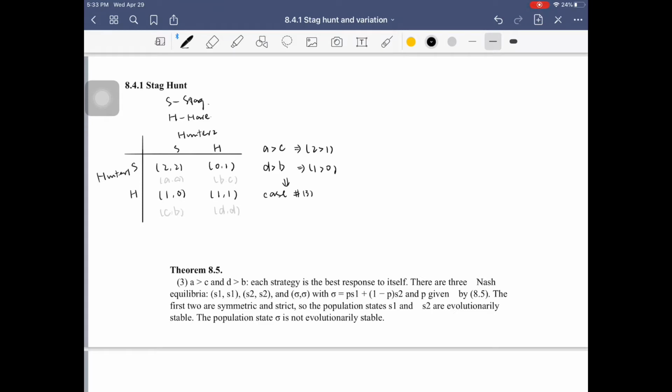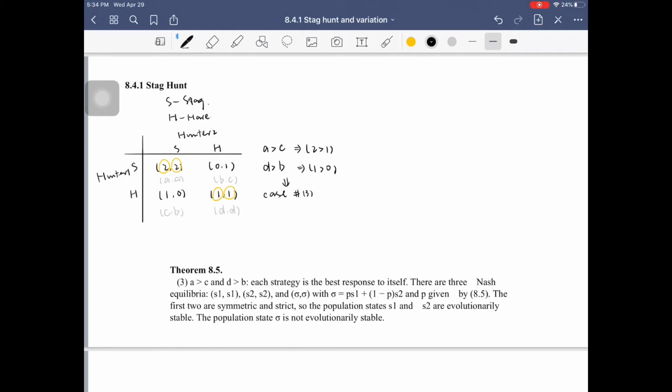So in this case, we will use the best response method to find the pure strategy Nash equilibrium. So let's do the process. Let's say if hunter 2 chooses stag, then hunter 1 choosing stag will get a higher payoff. And if hunter 2 chooses hare, then hunter 1 will choose the hare for higher payoff, and the same for hunter 2. So we will see that the Nash equilibrium for the pure strategy option is SS and HH.